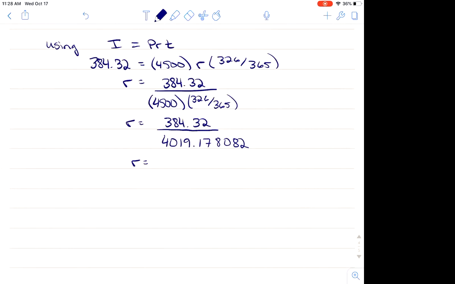Right. So now I have 384.32 on here, and then I go second answer, and it'll show me the most recent answer that it gave me, the 4,019.178082. Right. And then I can hit enter to find 0.095621541.